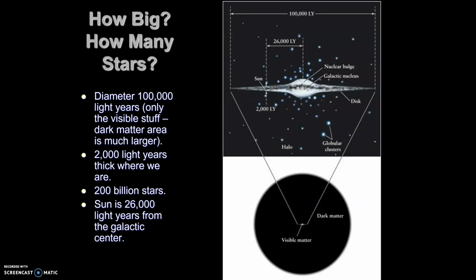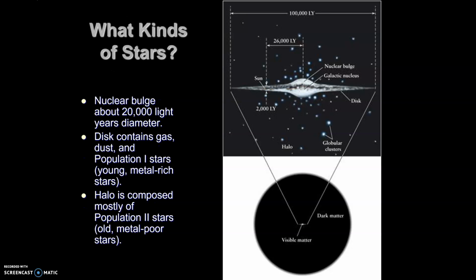We're going to see about 200 billion stars in our galaxy. And the sun is actually 26,000 light years from the galactic center of our galaxy. So we're going to see our galactic center. It's going to take light 26,000 years to travel from the sun to the center of our galaxy.